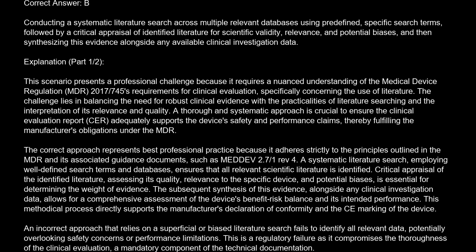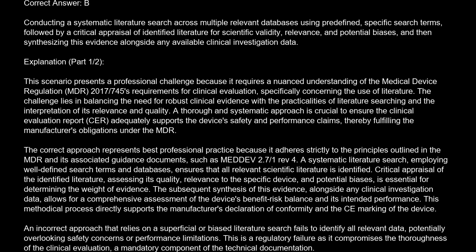Explanation. This scenario presents a professional challenge because it requires a nuanced understanding of the Medical Device Regulation, MDR, 2017/745, requirements for clinical evaluation, specifically concerning the use of literature. The challenge lies in balancing the need for robust clinical evidence with the practicalities of literature searching and the interpretation of its relevance and quality. A thorough and systematic approach is crucial to ensure the clinical evaluation report adequately supports the device's safety and performance claims, thereby fulfilling the manufacturer's obligations under the MDR.